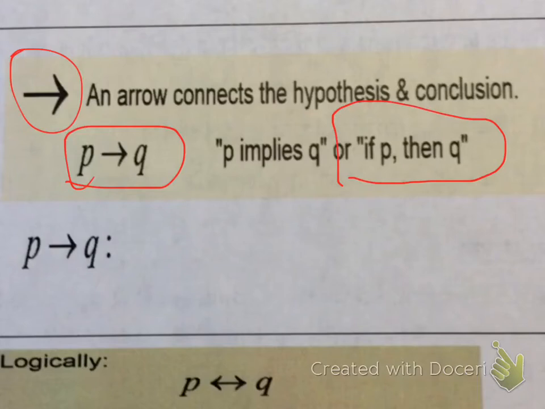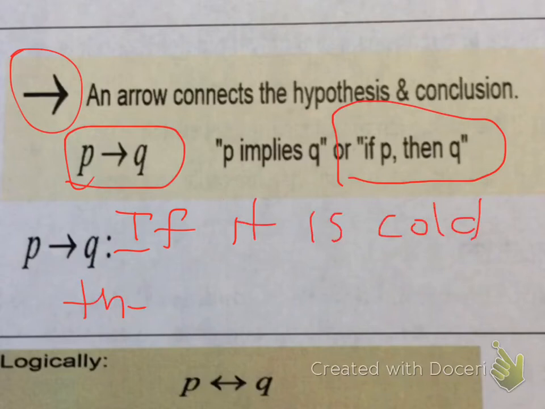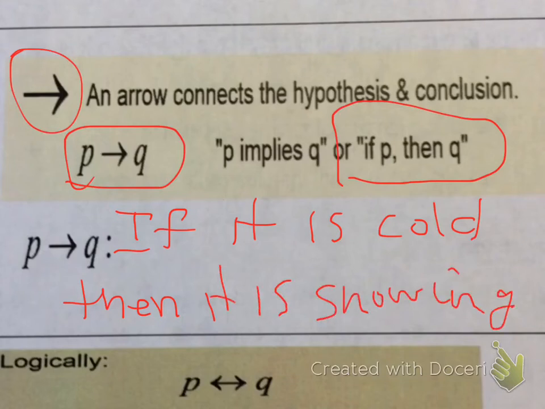So our P statement says it is cold. Our Q statement says it is snowing. So we're going to say if P, then Q. So if it is cold, then it is snowing. For the representation of the arrow.